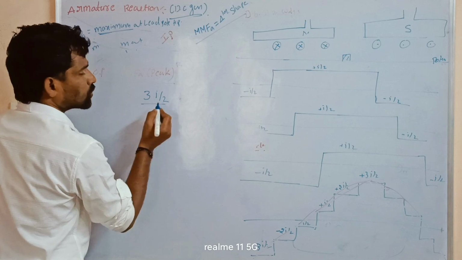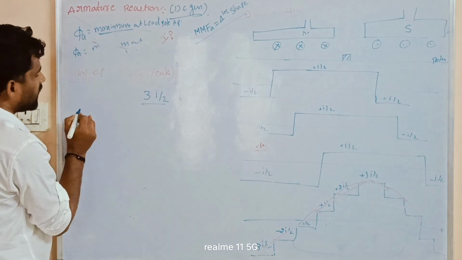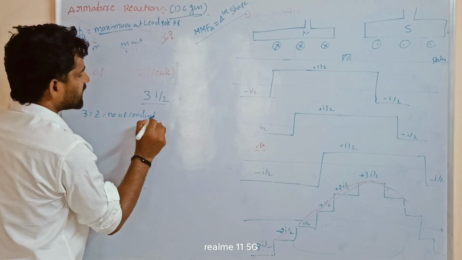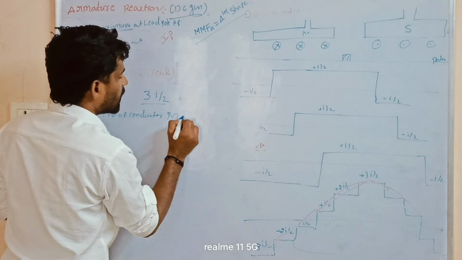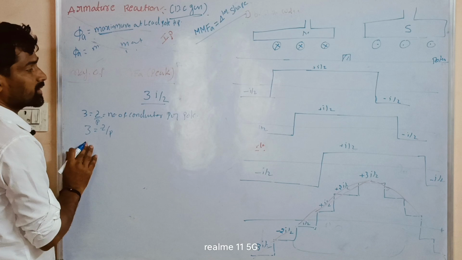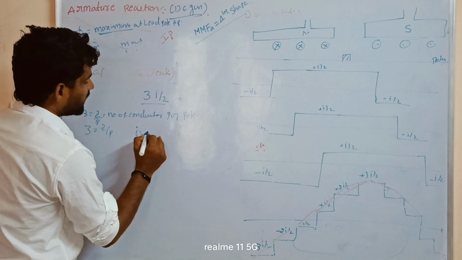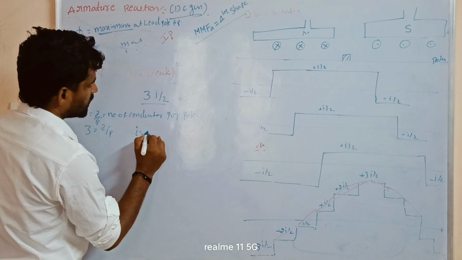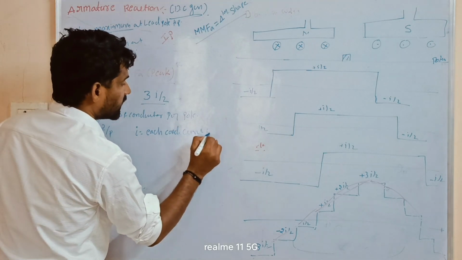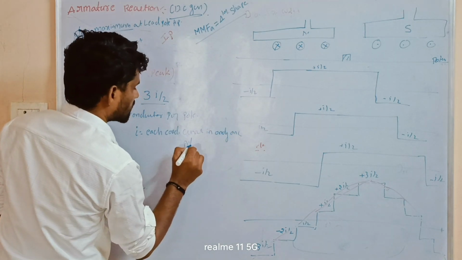It is 3I by 2. So what is the 3? We are considering the number of conductors; 3 is nothing but Z, where Z is the number of conductors. Conductors per pole, since we have taken only one pole. Let us replace 3 with Z by P. So what is I? I is the current in each conductor in only one pole, which depends upon the parallel paths.